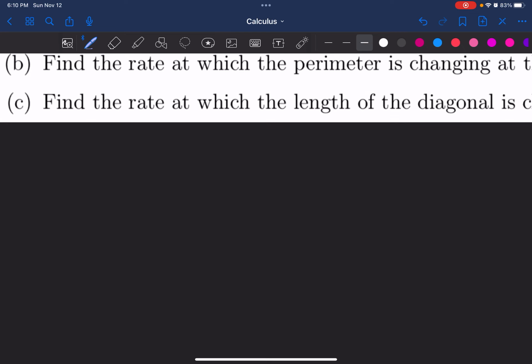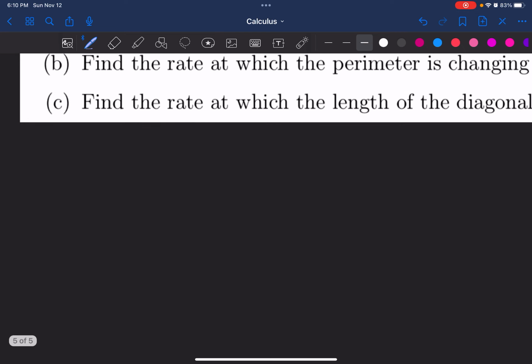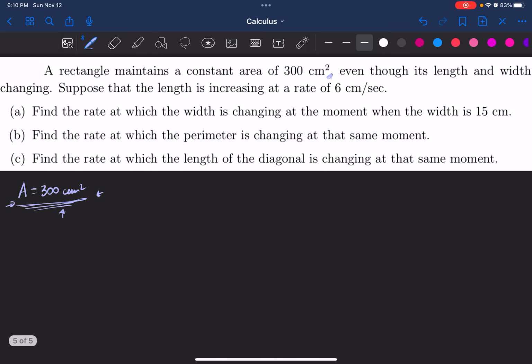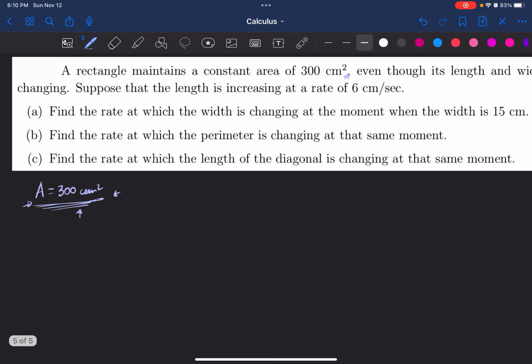So the beautiful thing about this question that I love is I say that the area of the rectangle, regardless of what is happening, it's still going to be 300 centimeters squared. So it is a constant. It is never going to change, regardless of what we do. However, we're changing the length and the width. So that's the first part of the question before the comma here. The second part says that even though its length and width are changing, just as I said, the area remains constant.